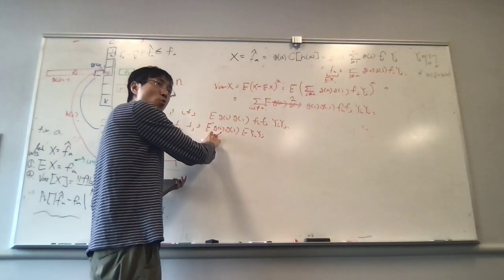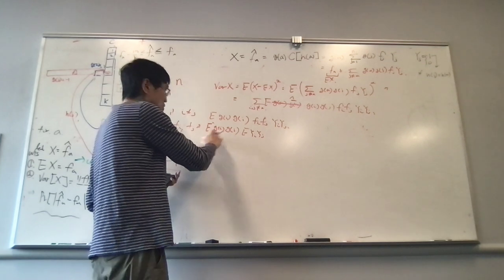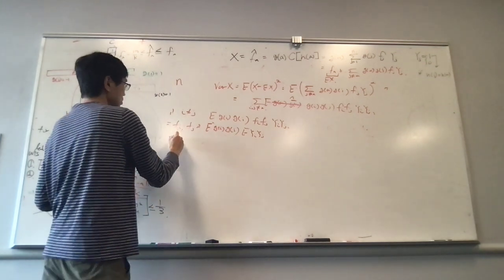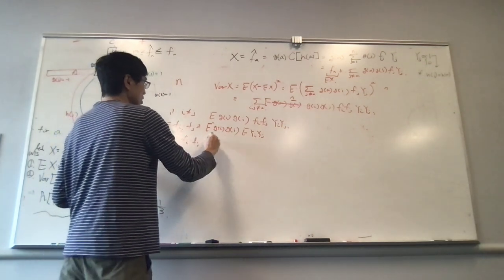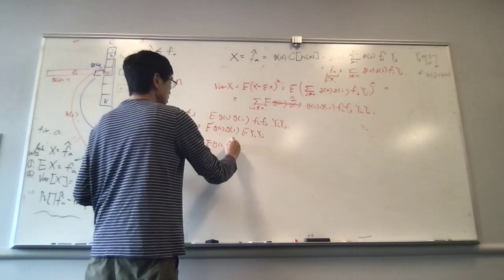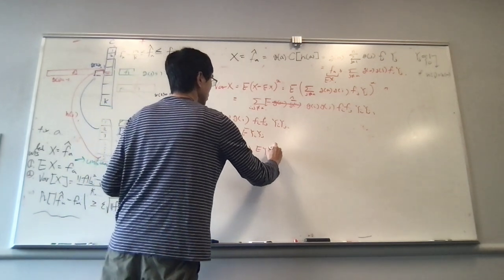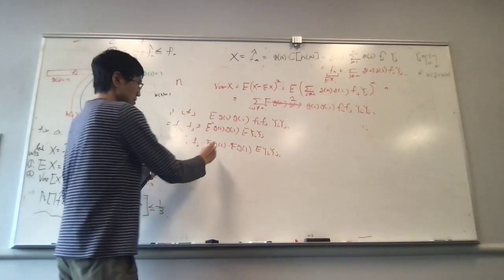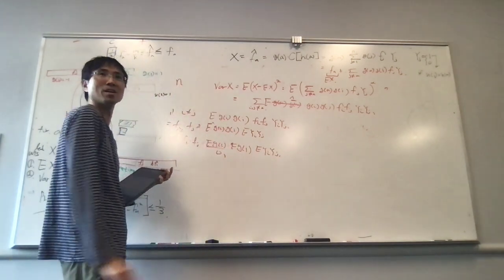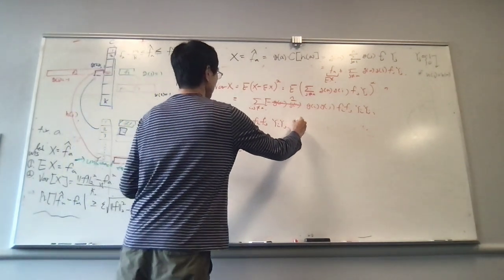Again, we can use pairwise independence because i and j are different. So this will be f_i, f_j, E[g_i], E[g_j]. Right? This is 0, right? So the whole thing is 0.